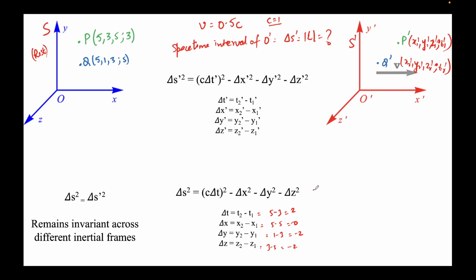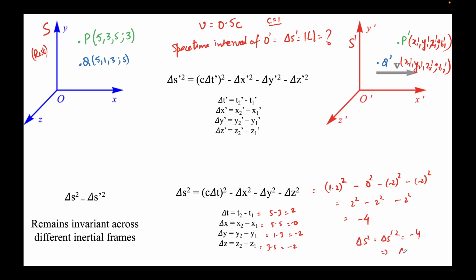So let's plug all the values here. This will be 1 times 2, whole squared. Note, the value of c we can take as 1, that's given in the problem. Minus delta x squared, this will be 0 squared. Minus 2 squared, minus 2 squared. So if we calculate, this will be 2 squared minus 2 squared minus 2 squared, which comes out to be minus 4. So delta S squared is minus 4, and delta S prime squared will also be equal to minus 4.